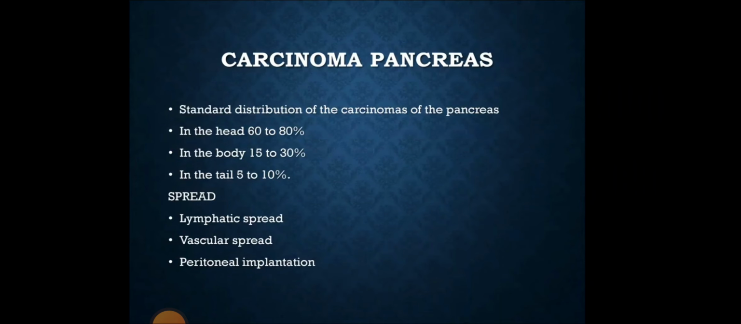Some factors will provoke the carcinoma of pancreas, like cigarette smoking, consumption of coffee, diet rich in fat, certain chemical agents, diabetes, then carcinogens in duodenal contents, alcohol ingestion. These are the provoking or initiating factors for carcinoma of pancreas. And another thing, it is told that there is a fair standard distribution of the carcinoma of pancreas. That is, in the head it will be 60 to 80%, in the body 15 to 30%, and in the tail 5 to 10%. That is the standard distribution of the carcinomas of pancreas.